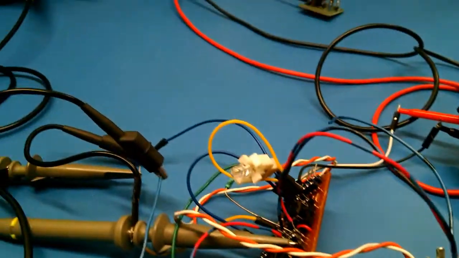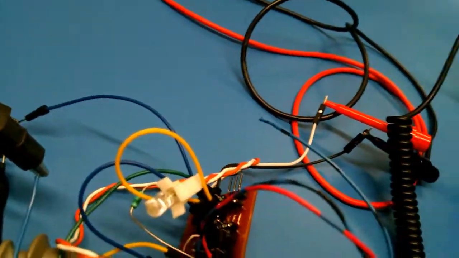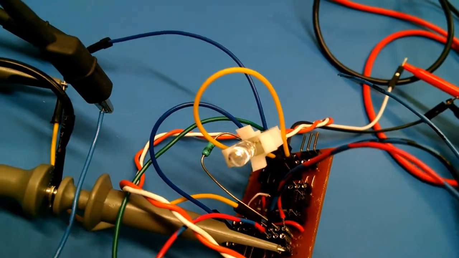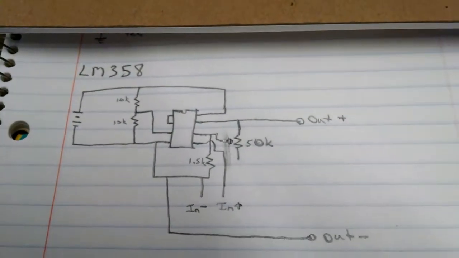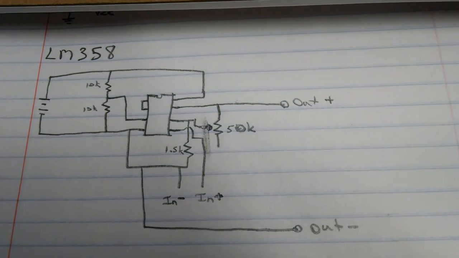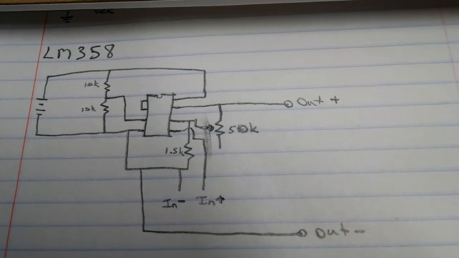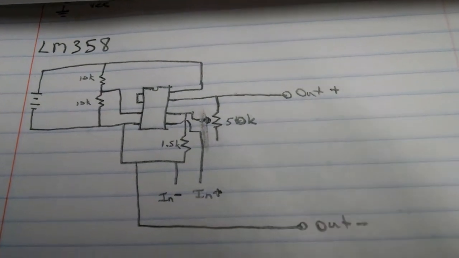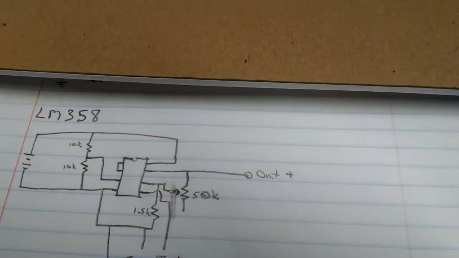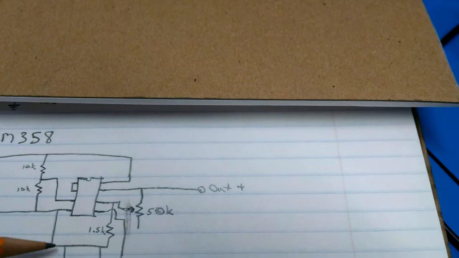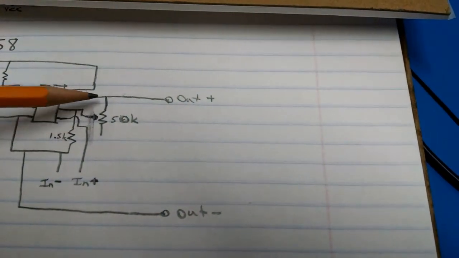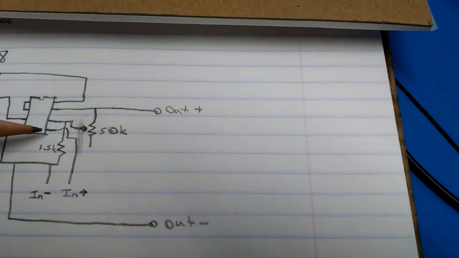Here's the OpAmp circuit that I thought might work for sound effects, operating an LED. In this example, it's the LM358. You'll see here's your voltage positive, voltage negative. The actual functional portion is over here.